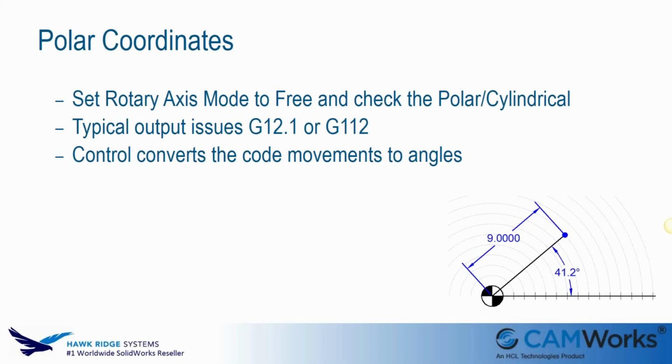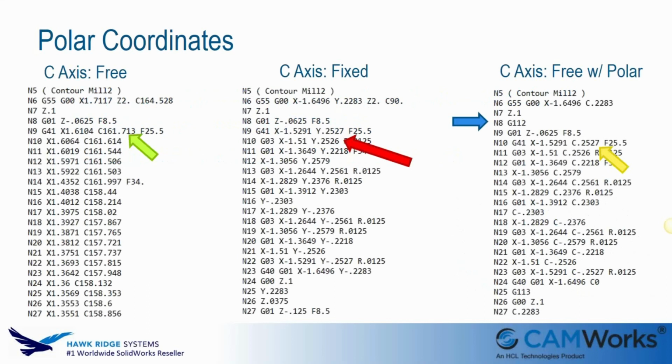And usually in different machine controls, it's going to be either a G12.1 or a G112 code that will come out in the code. The control will understand that and then switch all of the values and do all the calculation and conversion. But I wanted to explain a little bit about what happens in the post, so you can see what the difference between the two is.